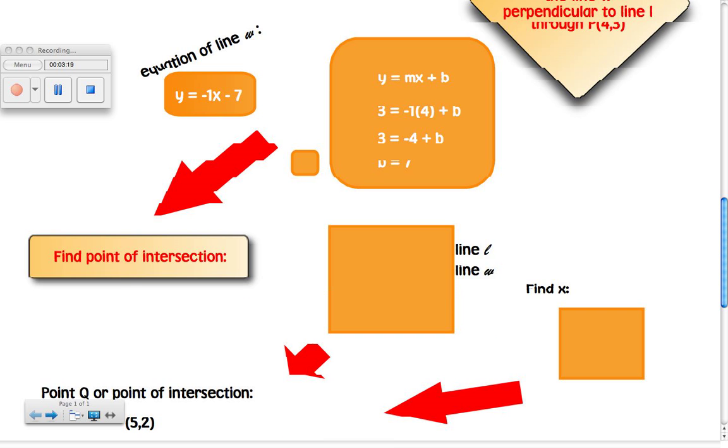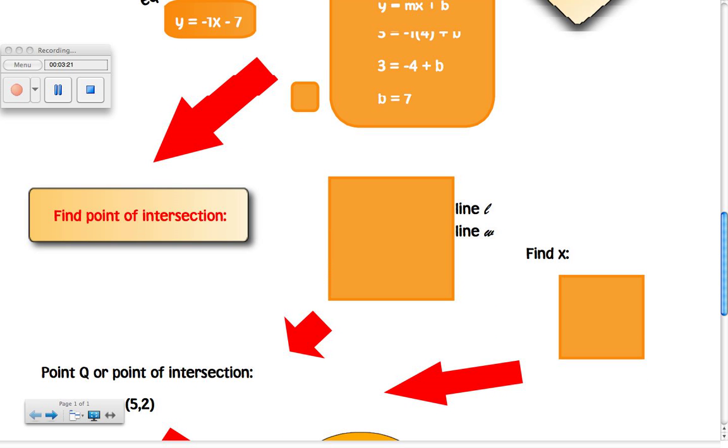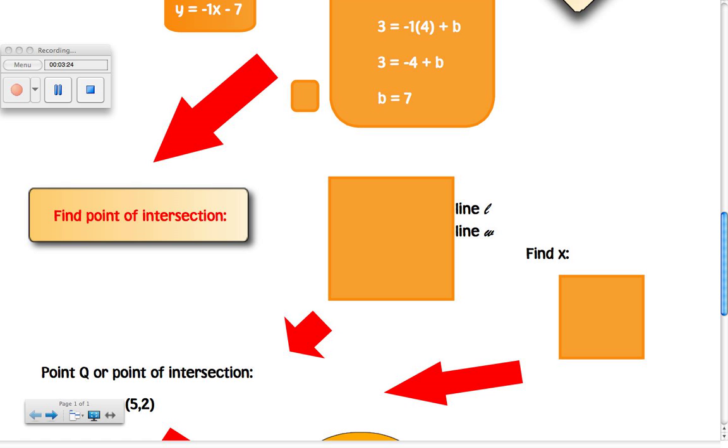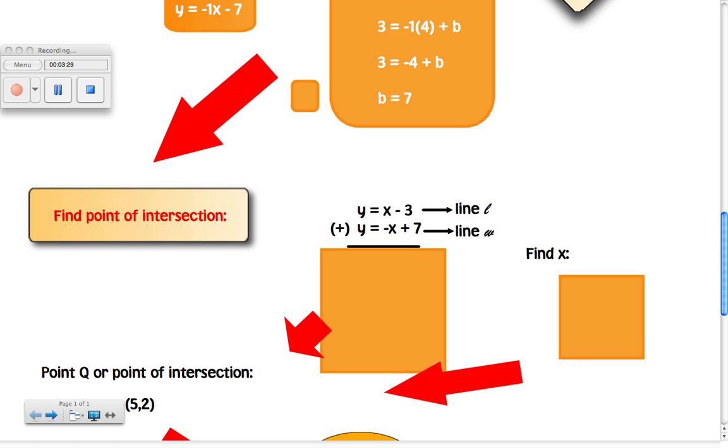So now we need to find the point of intersection between line L and line W. We're going to do that by solving the system of equations to determine the point of intersection. So we're going to add our two equations together, which is y equals x minus 3 plus y equals -x plus 7. Now x and -x will cancel out, and we will get 2y equals 4. Then we're going to divide both sides by 2, and we get y equals 2.